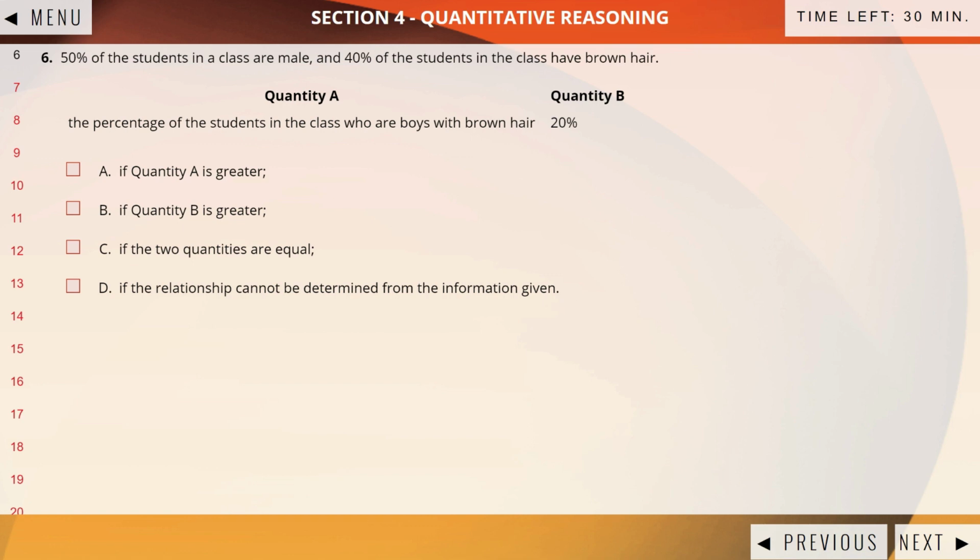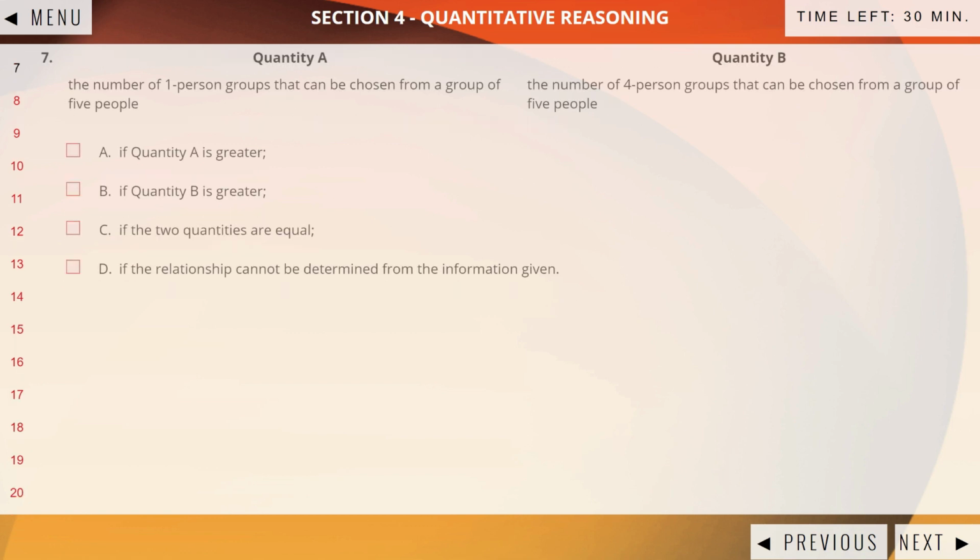Therefore, quantity A is 0. Or it could be all the 40% who have brown hair are men. Therefore, quantity A is 40. So we don't know. I am teaching a little bit as I go along, but I can't help it. Obviously, I shouldn't be teaching and just be getting through the questions, but it's just more fun to teach you guys.